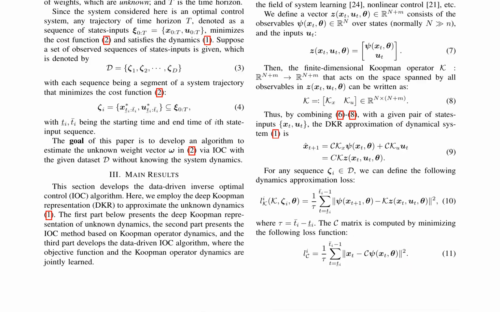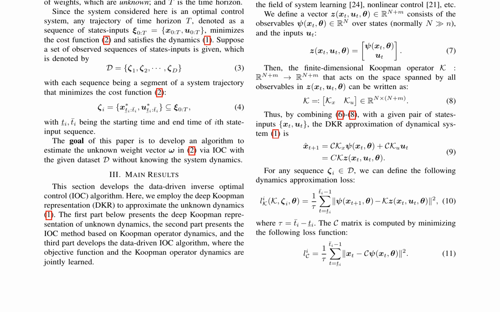The paper employs the deep Koopman representation to approximate the unknown dynamics. The deep Koopman representation uses a nonlinear mapping, parameterized by θ, to approximate the unknown system dynamics. The mapping is represented by a deep neural network with a known structure but unknown parameters, which are determined by the set of observed trajectories D.